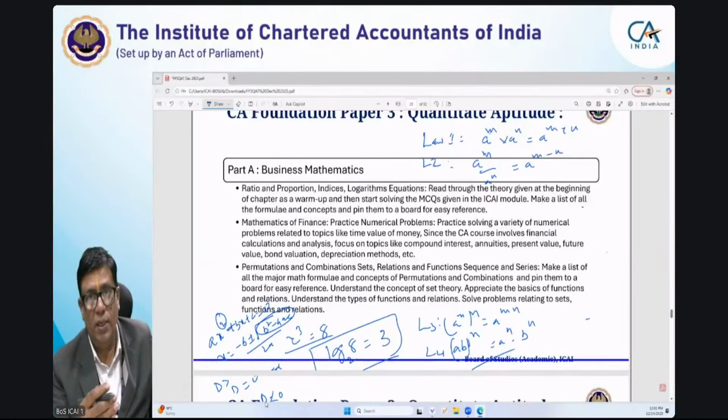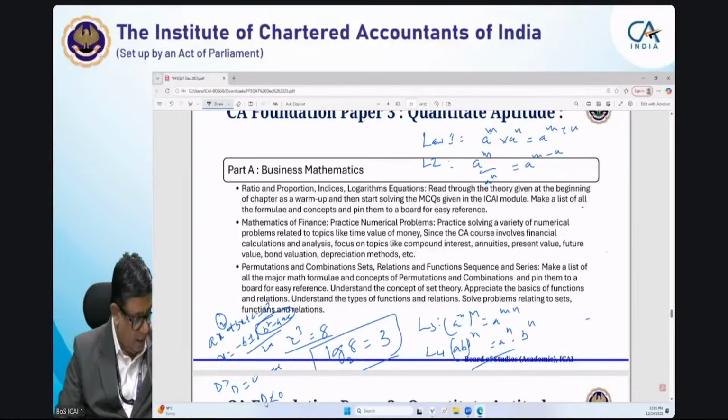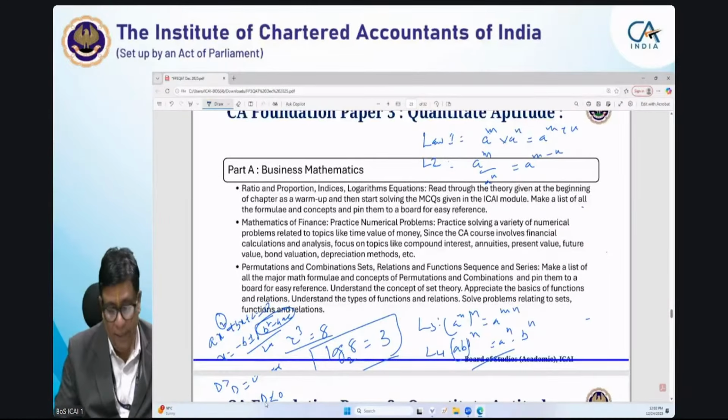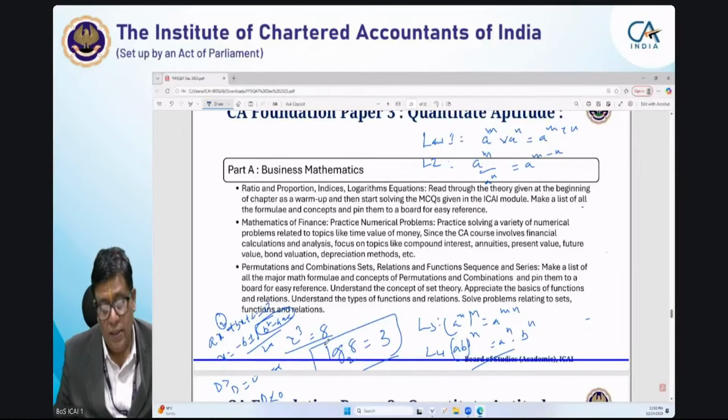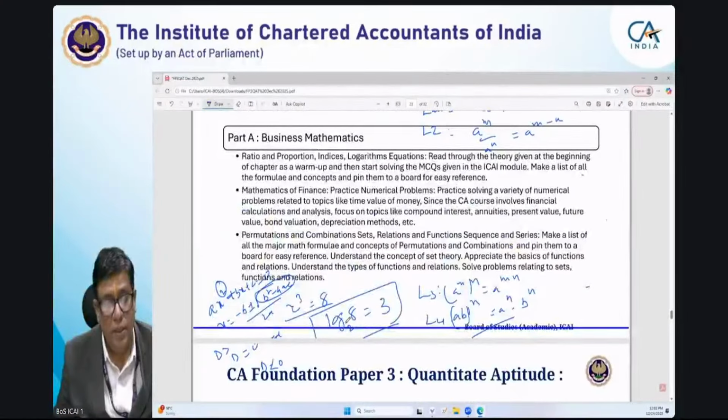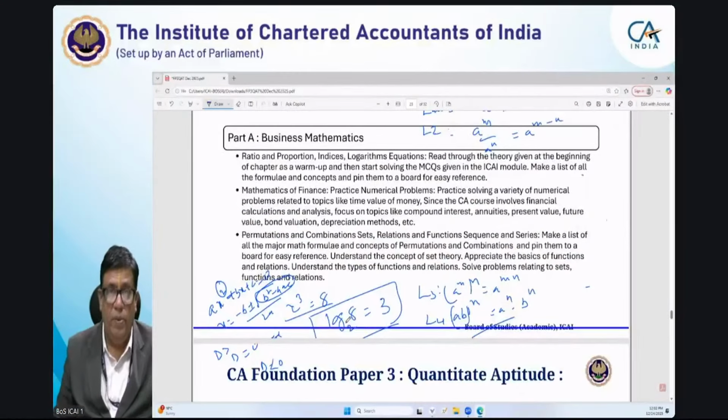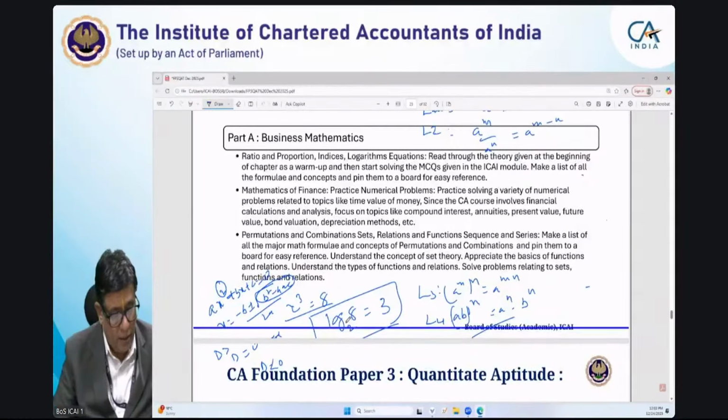Next, cubic equations are also very important, and how they can be solved is very important. And the next one, mathematics of finance, is also very important.